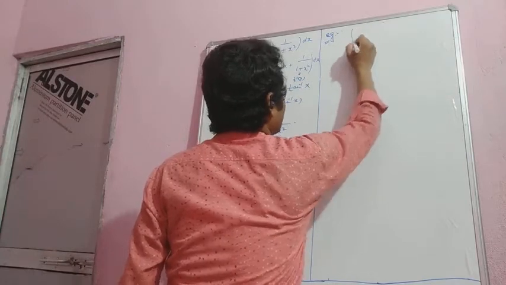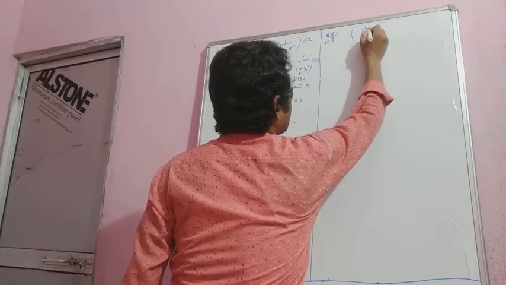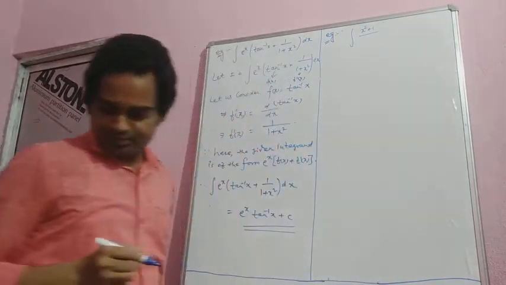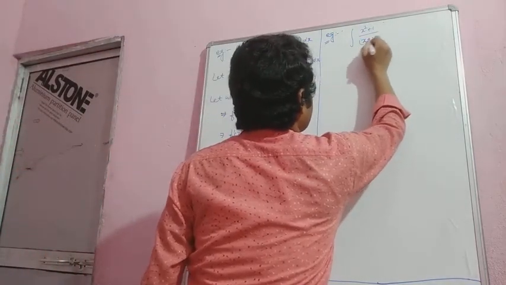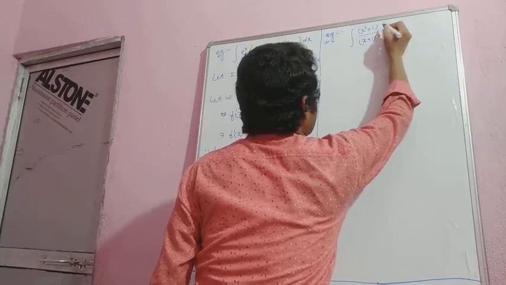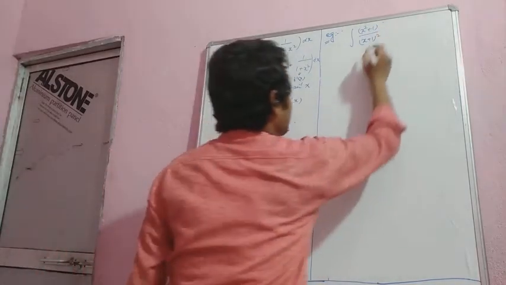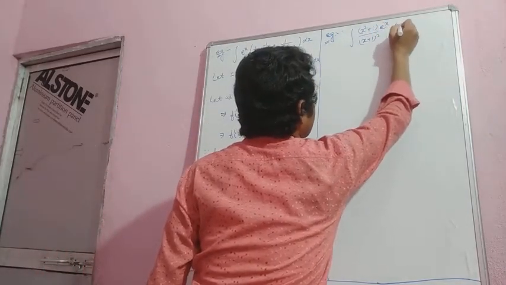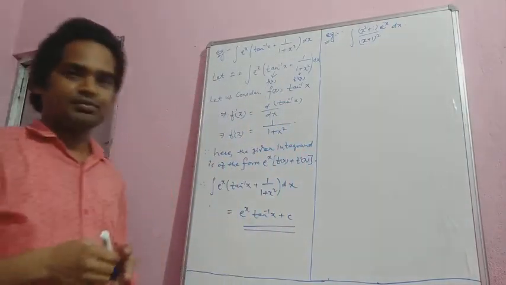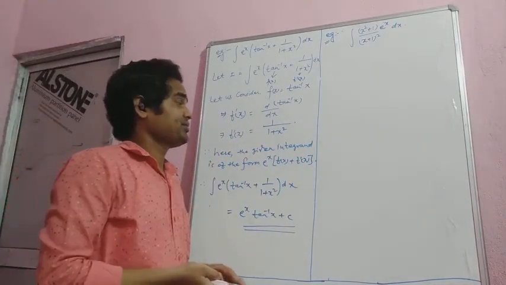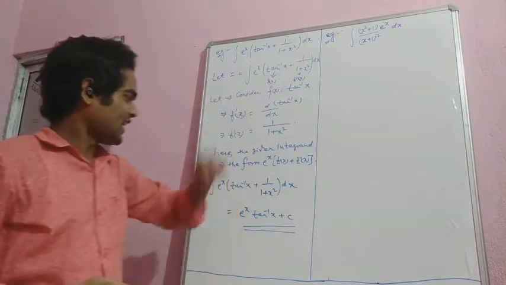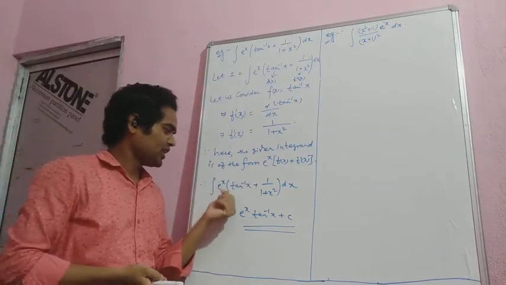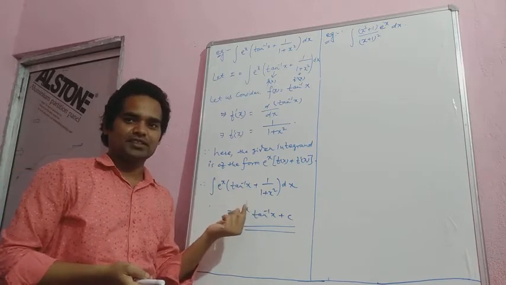Find the integration of (x square plus 1) upon (x plus 1) whole square, times e to the power x dx. Now here students, sometimes we have not been given directly the form of e to the power x into (f(x) plus f dash x).